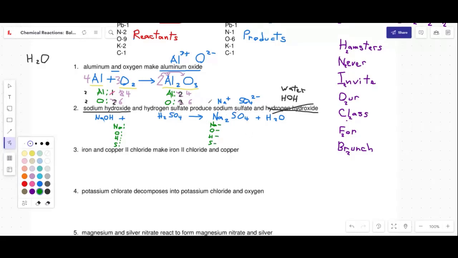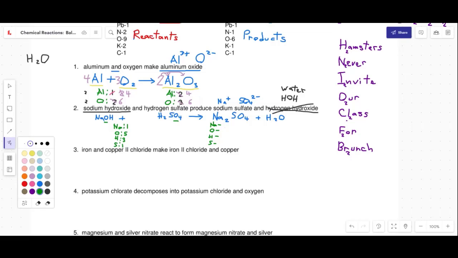All right, so here's the deal. How many sodiums are on the left side? Just one. How many oxygens are on the left side? 5. You have to keep track of the fact that the oxygens are in both compounds, so that is 5. How many hydrogens are on the left side? 3. And how many sulfurs? Just 1.